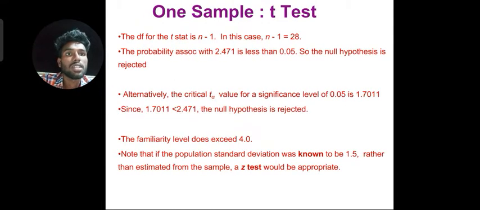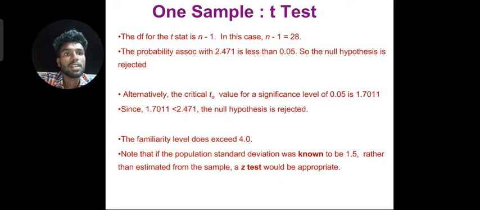This is a one sample t test. The df for the test statistic t is n minus 1, in this case n minus 1 equal to 28. The probability associated with 2.471 is less than 0.05, so the null hypothesis is rejected.